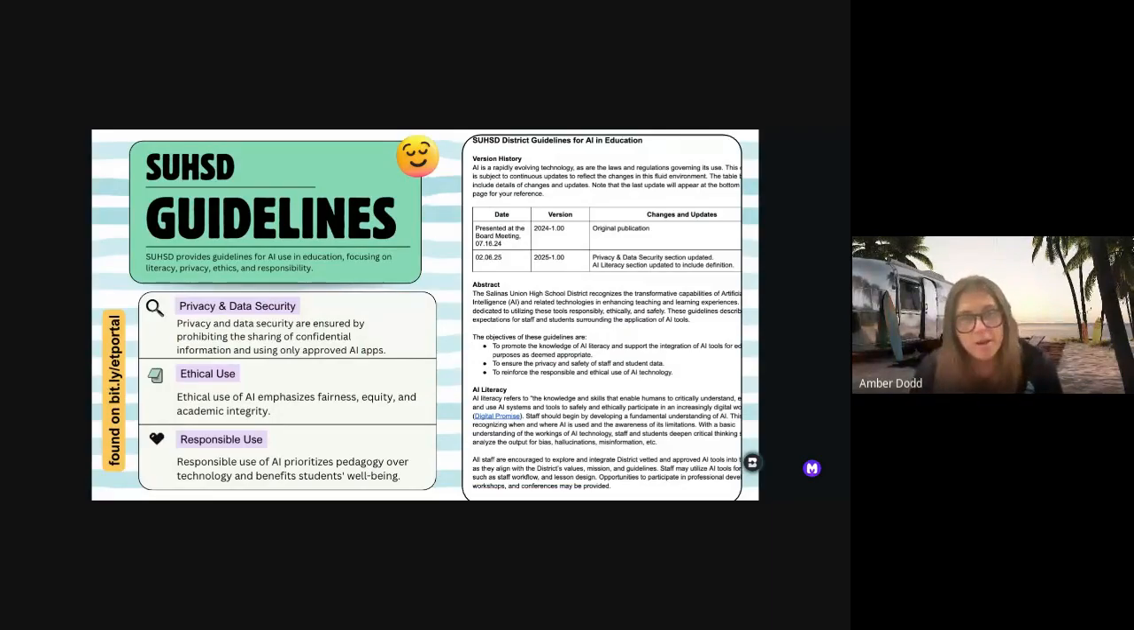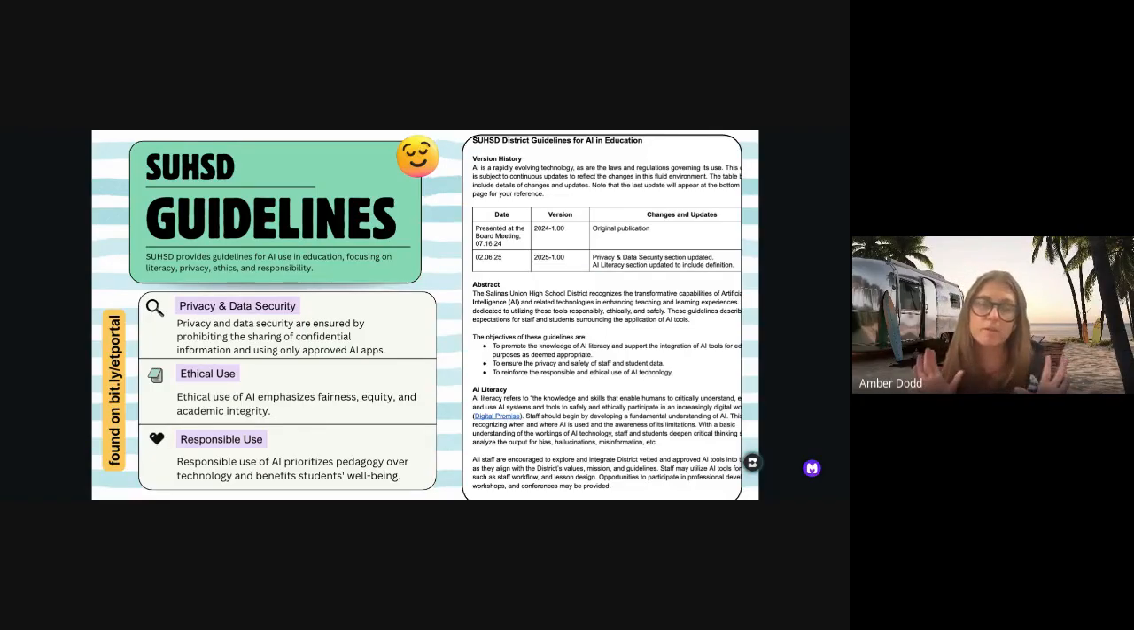Within our district, we do have an AI committee. If you're interested in being a part of it, please let Jen and I know, because we would love more voices and more people involved in this. Our AI committee has created a set of guidelines. We have the dates here and the versions because AI is constantly changing, so we want to make sure that we are keeping up to date. And so we will constantly revise and look at our guidelines.